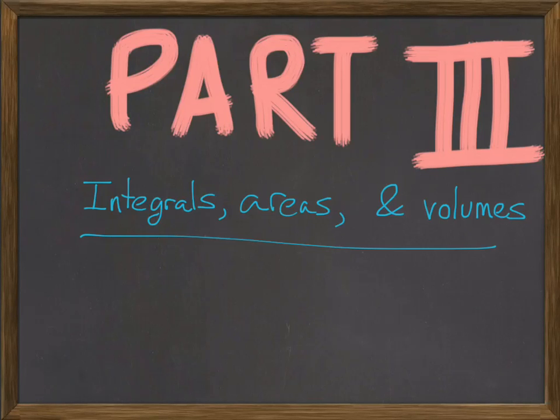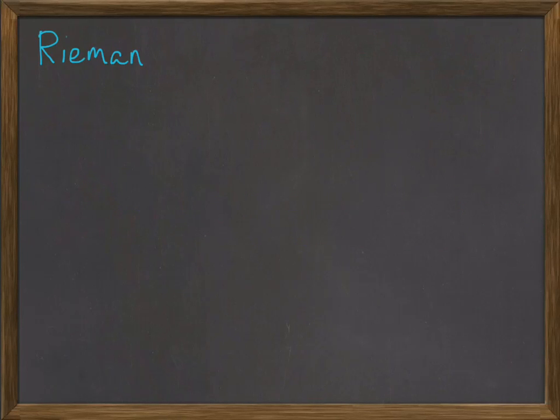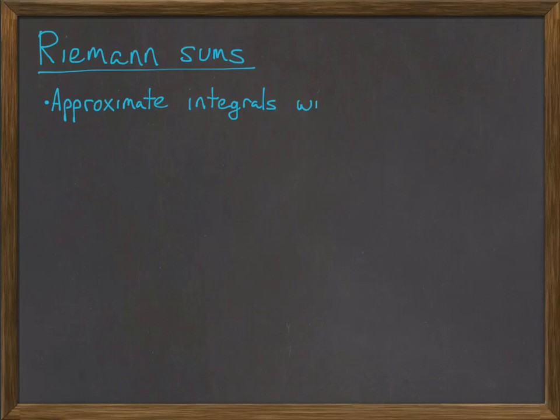All right, this is the third and final part of our Math 140 review. This is the stuff since the second exam. We start looking at areas and integrals, specifically with Riemann sums. An important thing to remember is that Riemann sums approximate integrals with rectangles.